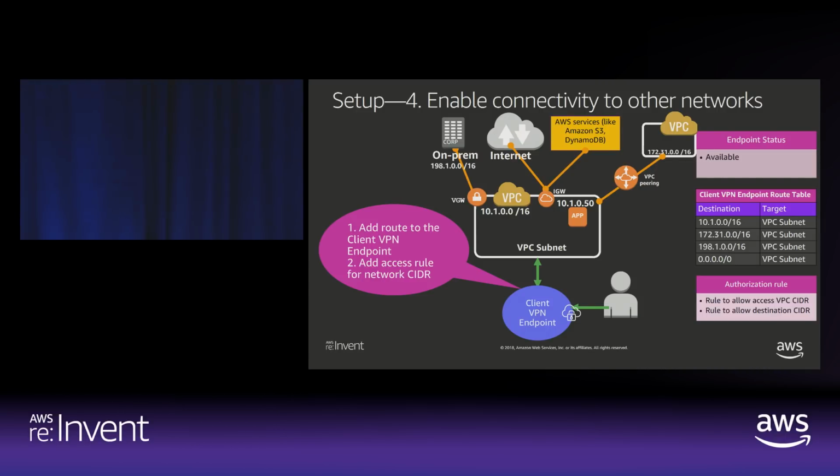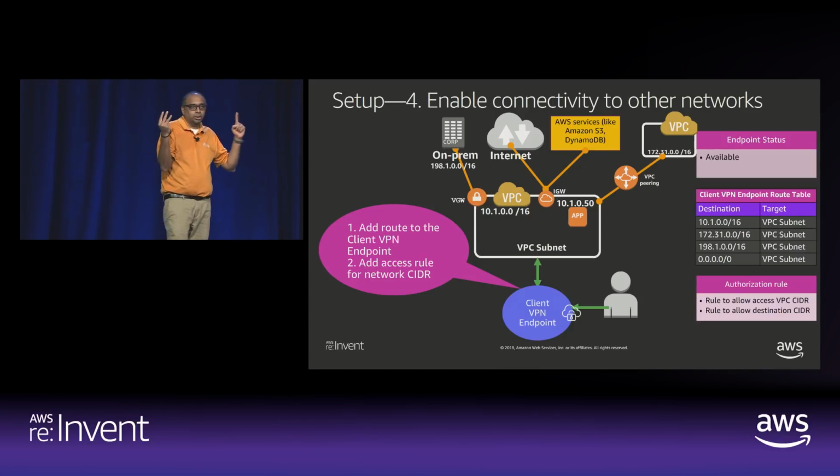An interesting point I want to talk about here is how the authorization rules work. In this example, we've added 4 routes. Let's say I have an AD group 1 that wants to access my 10.1, and AD group 2 that wants to access 172.31. But I also want to open up both groups to the internet. So you're going to have 3 rules: 10.1/16 allowing access to group 1, 172.31/16 allowing access to group 2, and 0/0 allowing access to group 1 and group 2.